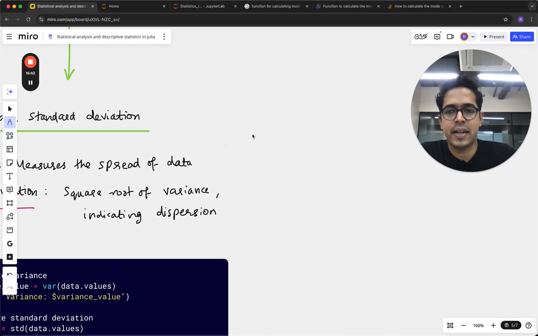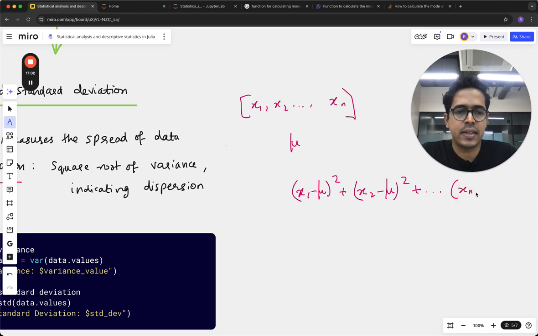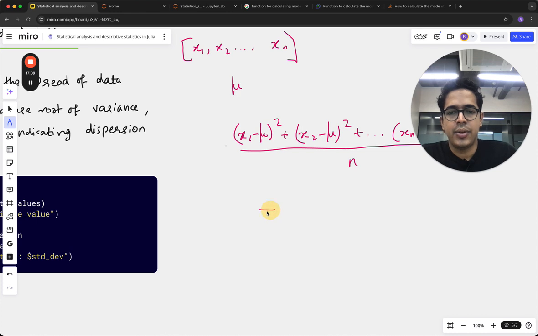So let's say you have a data set which is x1, x2, etc. up to xn, and let's say mu is the mean of these data sets. Then variance is nothing but x1 minus mu the whole square plus x2 minus mu the whole square plus etc. up to xn minus mu the whole square divided by n. This is the variance. You can also write this as sigma i equal to 1 to n, xi minus mu the whole square divided by n.